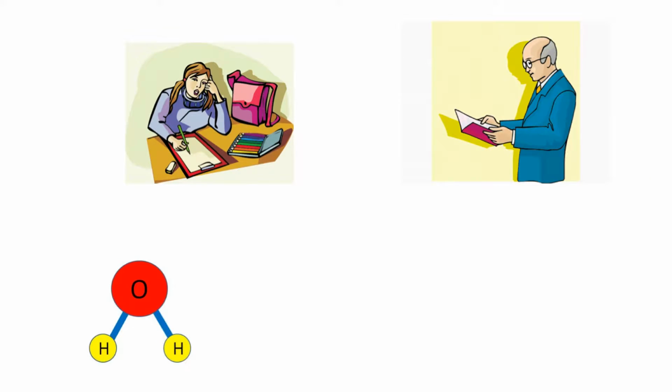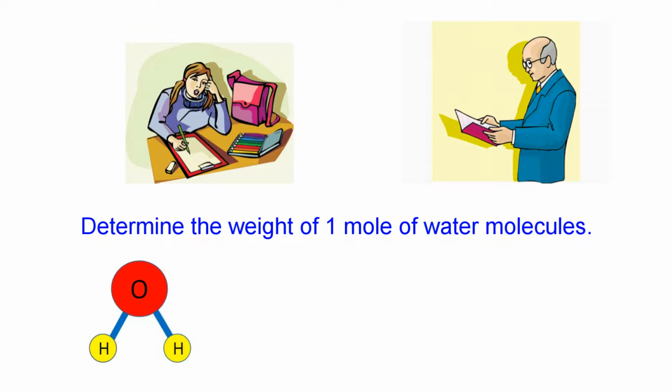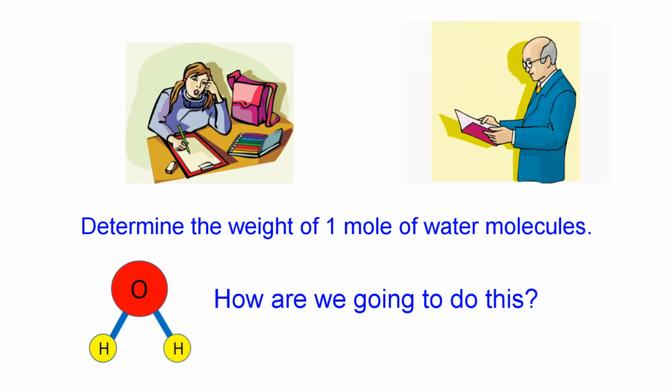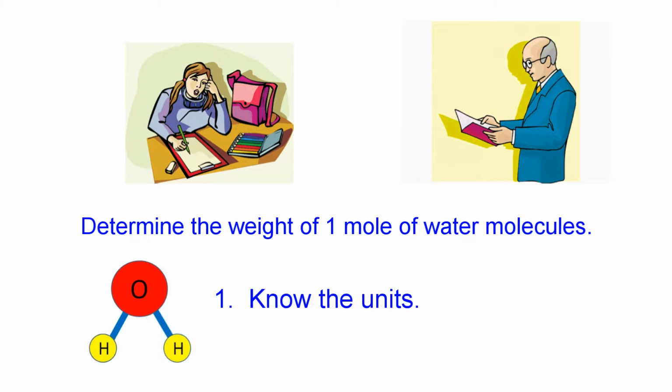Now let's imagine that you're in chemistry class and your professor gives you a homework assignment. By tomorrow, you must determine the weight of 1 mole of water molecules. Well, how do you plan to do that? The first thing you need to do is to make sure that you know your units. Whenever you see the word mole, it should refer to something. And that something is usually going to be atoms or molecules, but make sure to identify which one it is.